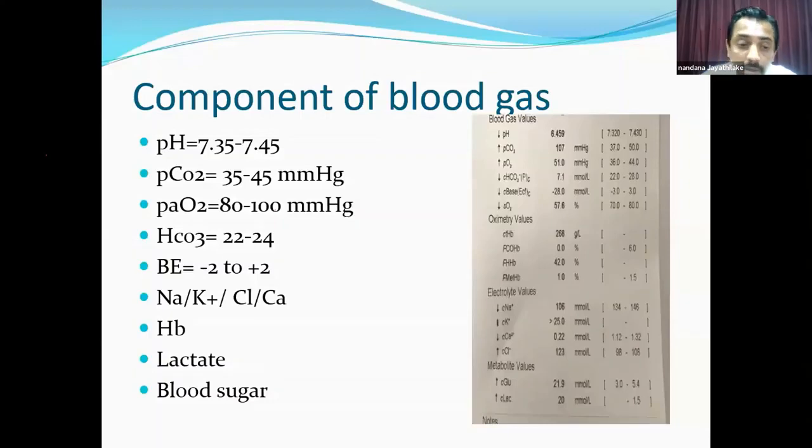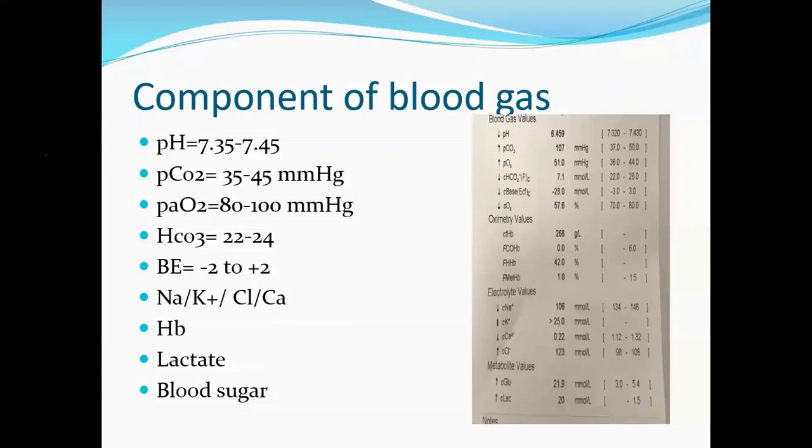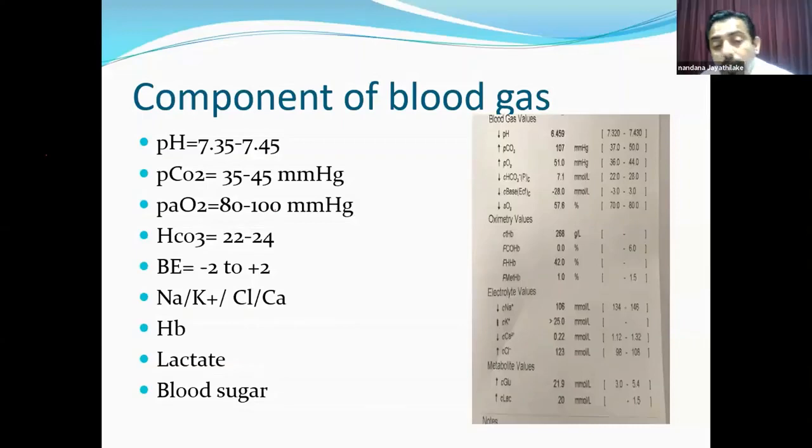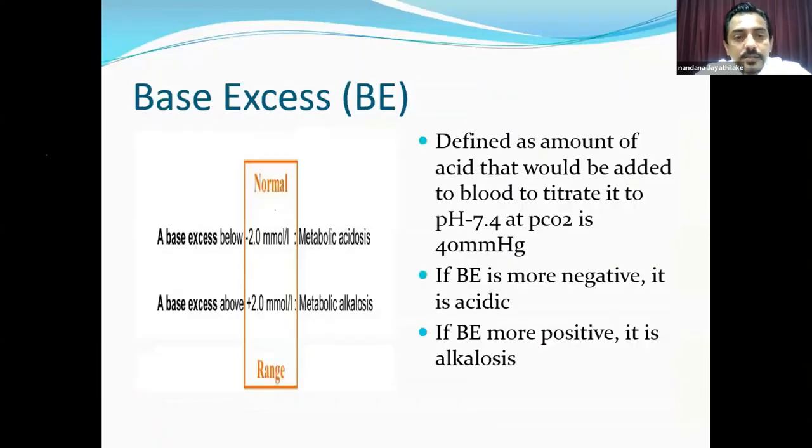And apart from that, metabolic panel, like some blood gases give the sodium, potassium, chloride, and calcium as depicted on the right side of your slide here. And hemoglobin, lactate, and blood sugar. So these are the basic things which elaborate in the blood gas report. What is base excess? Other things I think are all self-explanatory, but what is the base excess?